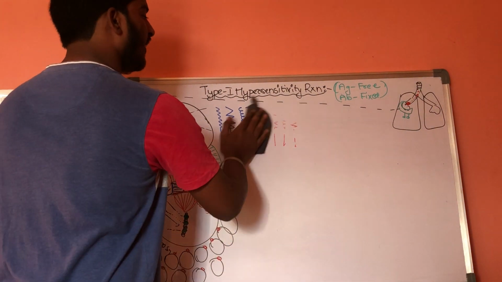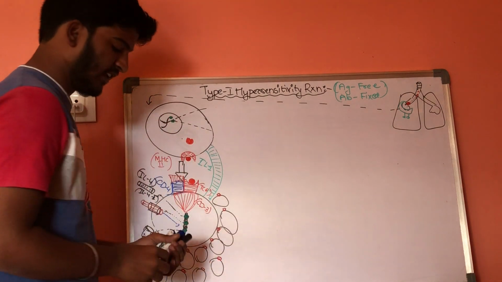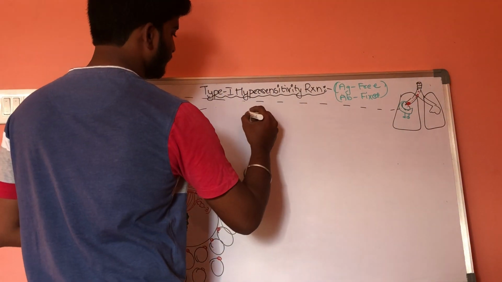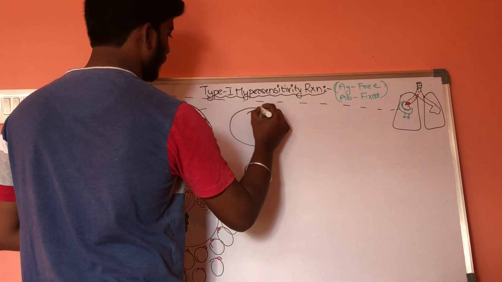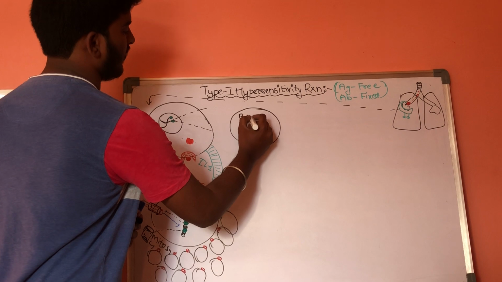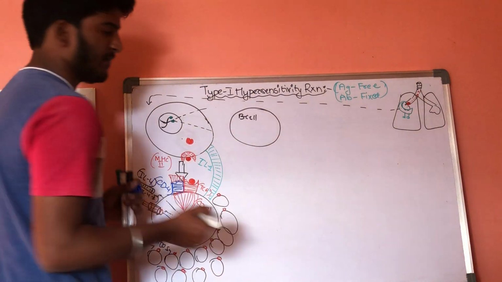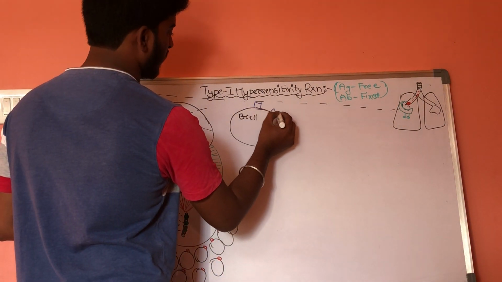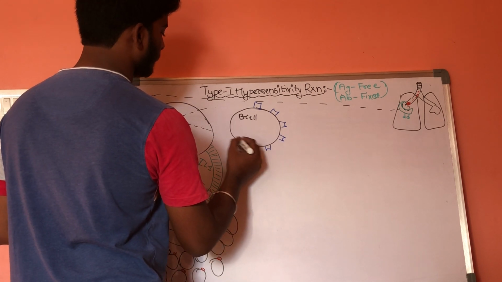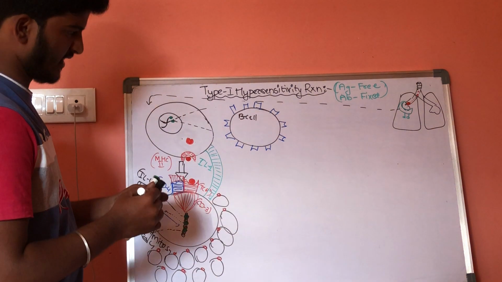Now, coming to part 2 of hypersensitivity reactions. In our body, lymphocytes are of two types. One is T lymphocytes and the other one is B lymphocytes. Now, let us consider this is one of the B lymphocytes, that is a B cell. On the surface of the B cell, it consists of B cell receptors. Let us consider these are the B cell receptors.